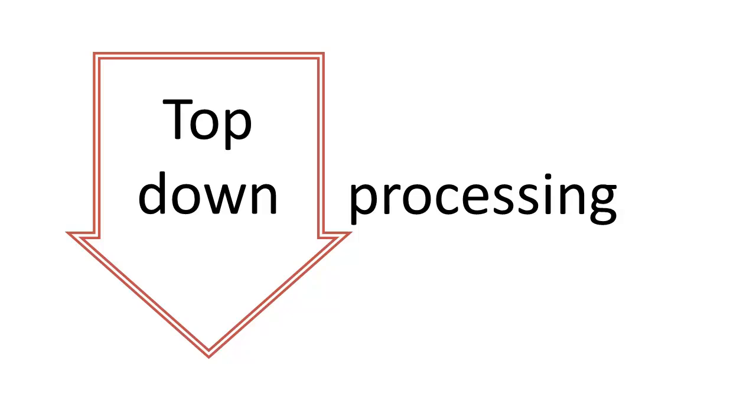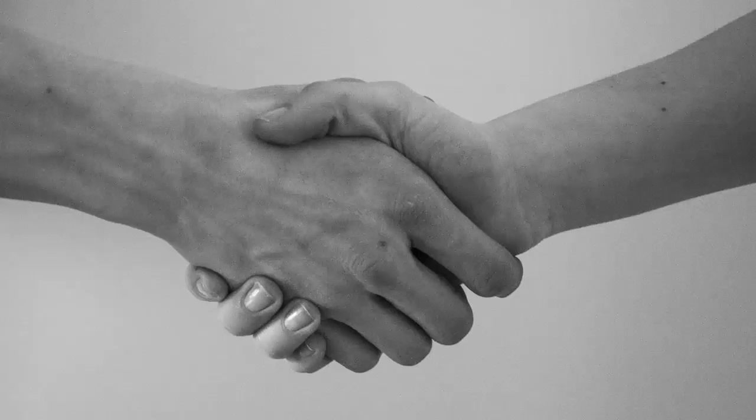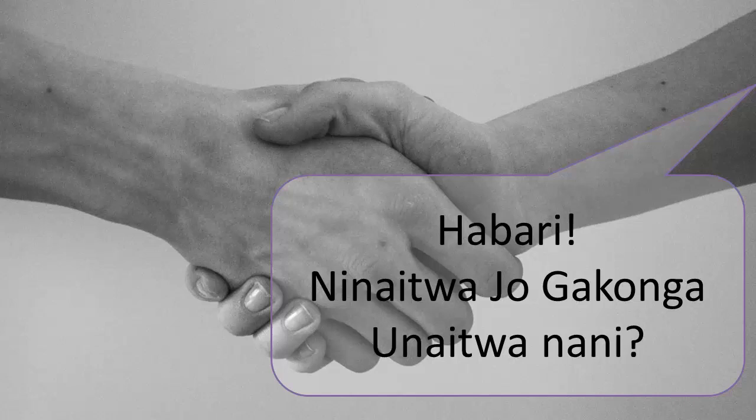Let me give you an example of how this might work. So if I don't know you and I come up to you and smile and hold out my hand and say, "Habari, ni naitwa Jo Gakonga. Unaitwa nani?" You'd probably guess, even if you speak no Swahili at all, from the context, probably from my name, that I'm introducing myself and I'm asking you for your name. So this is an example of top-down processing. You probably don't know any of those words except my name, but given the context, you'd probably guess what I was saying.